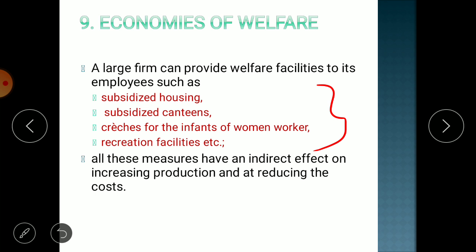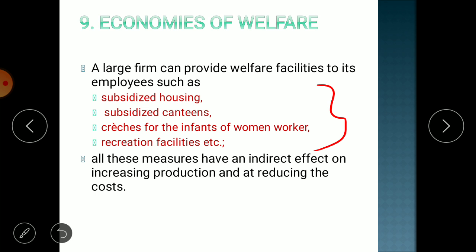Now you may be thinking that if you provide this many facilities, then our cost will increase. Yes, definitely cost will increase, but what will happen if you provide this many facilities? Then the employees will be motivated, they will feel belongingness with the company, and they can focus only on their work. For the remaining activities, they need not think about it.